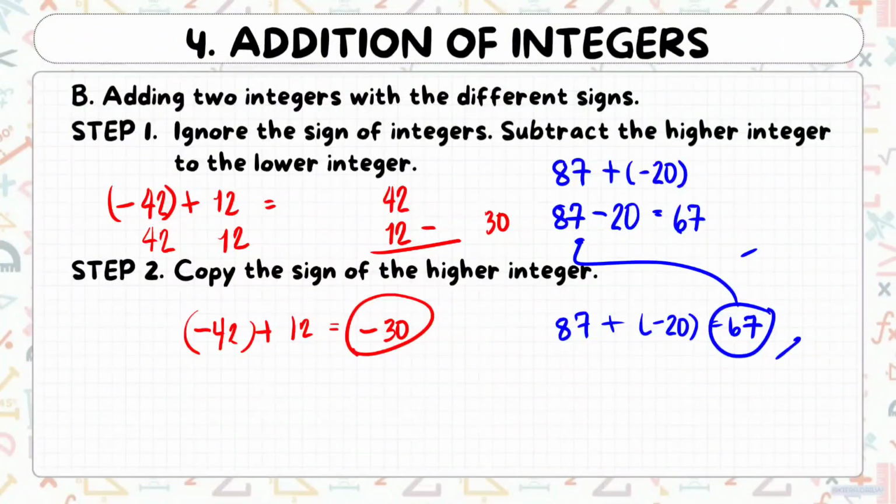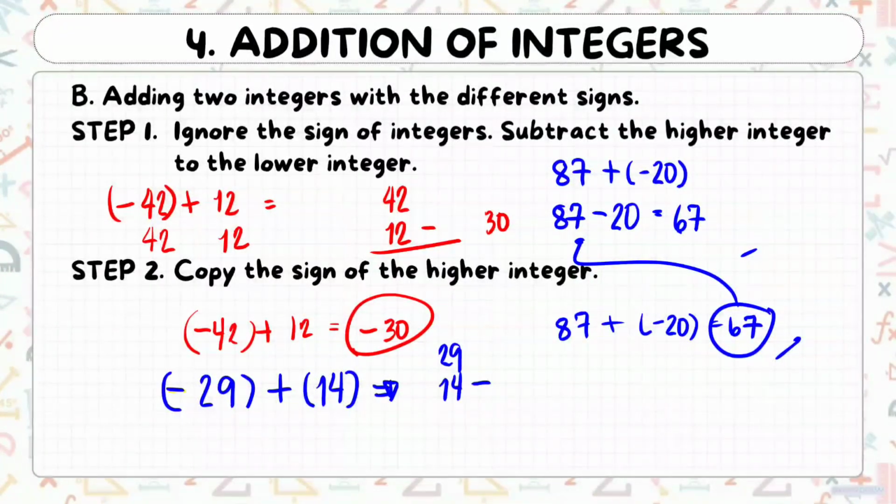Let's have a last example for this part. Let's say we have negative 29 plus 14. Higher number 29 minus lower number 14, and the answer is 15. And then we're going to copy the sign of the higher number, which is negative, because 29 is negative and 29 is higher than 14. So our answer will be negative 15. I hope you understand adding integers with different signs and with the same sign.